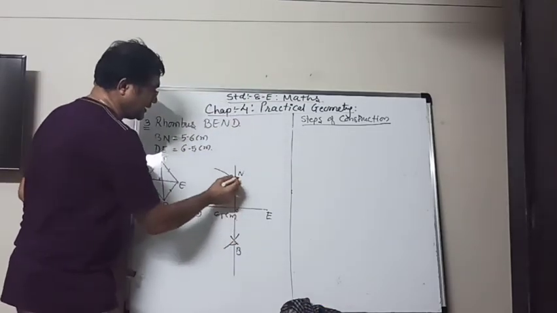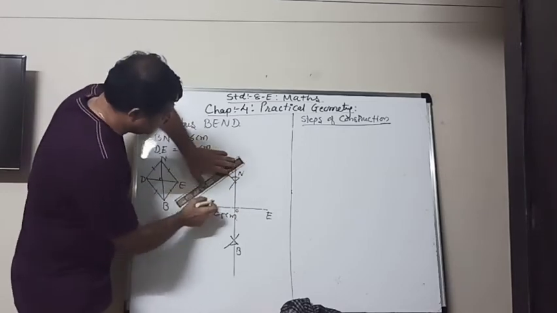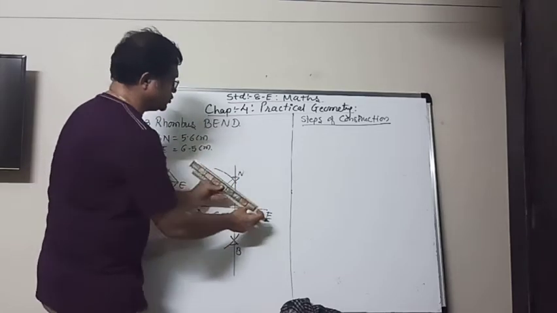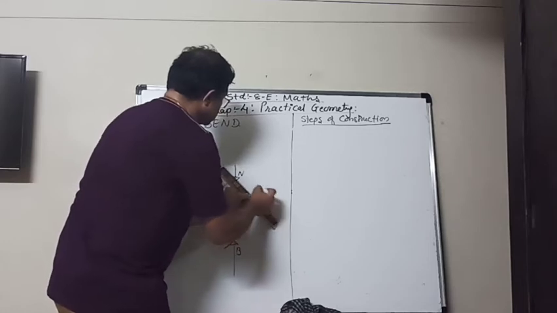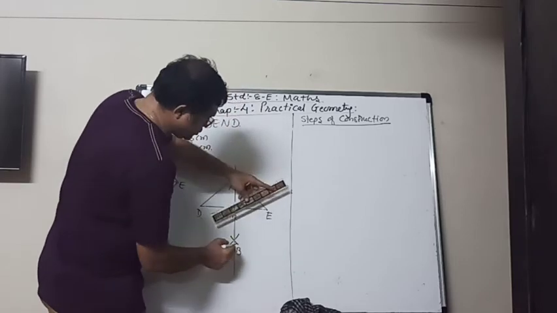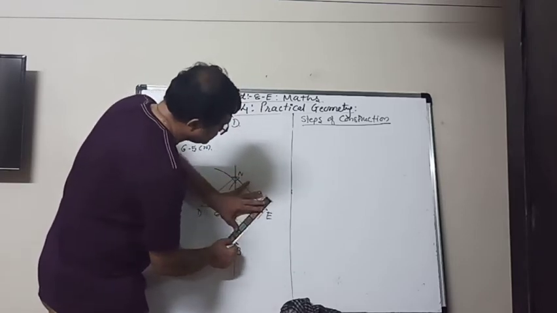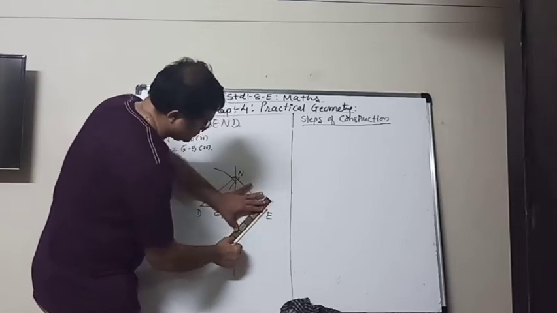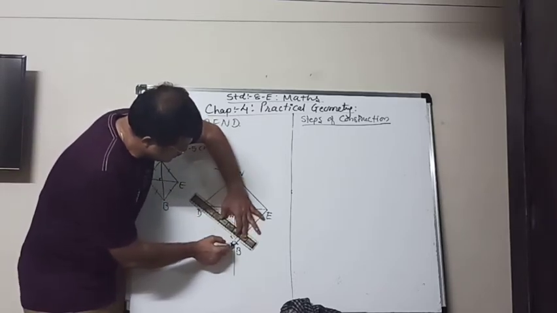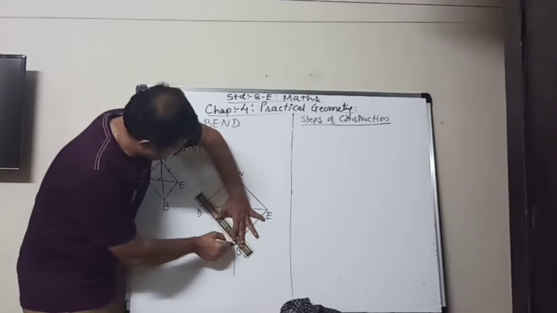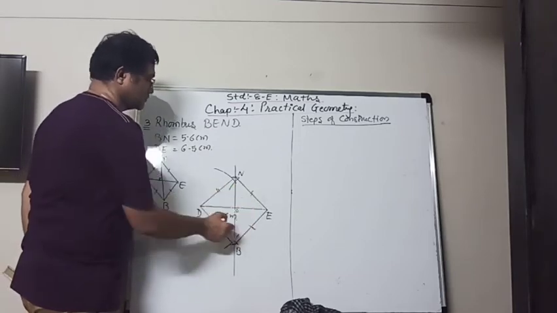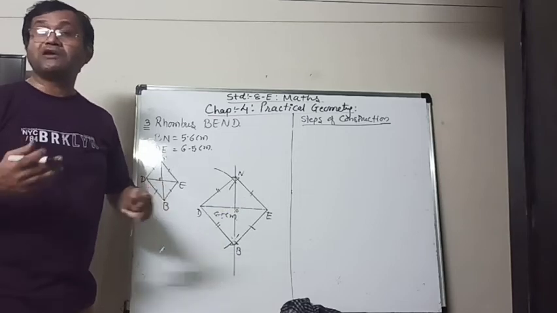Means from N to D, then N to E, E to B, and then B to D. So that is your required rhombus, whose all the sides are equal.